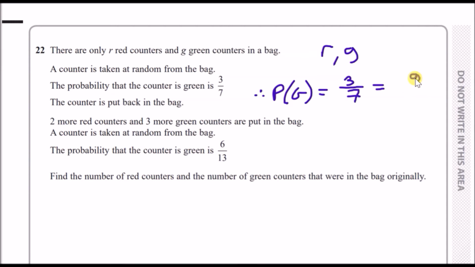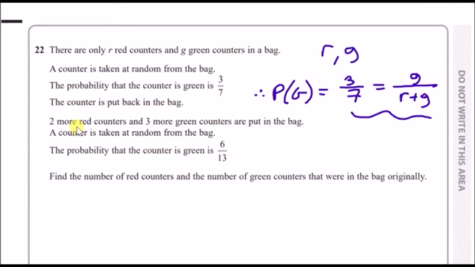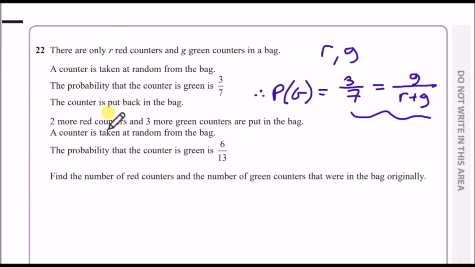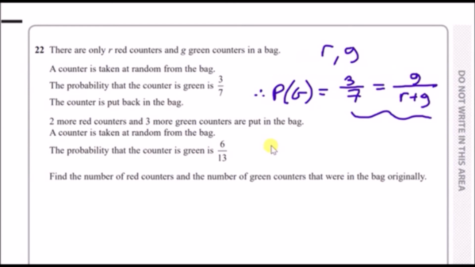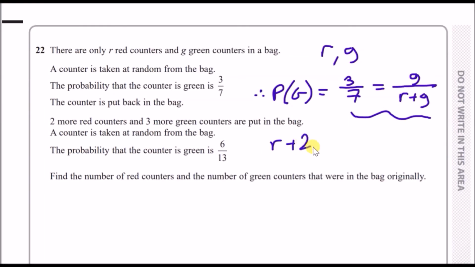It's like taking the G out and you still got R plus G. So that's basically the total. A total is R plus G, yeah? Now the counter is put back in the bag. 2 more red counters and 3 more green counters are put in the bag. So in other words, you still got your original R. Now you got R plus 2 and you also got G plus 3.